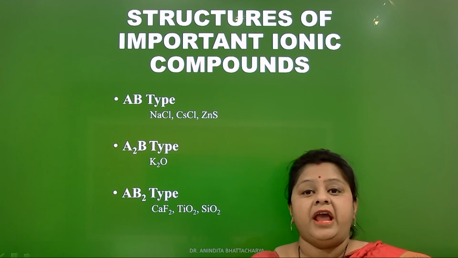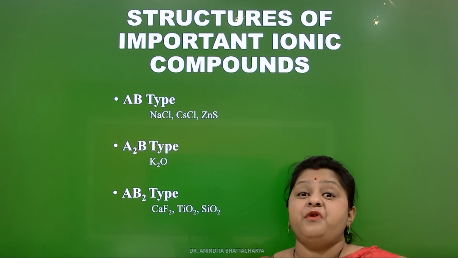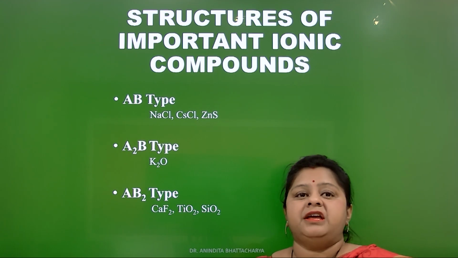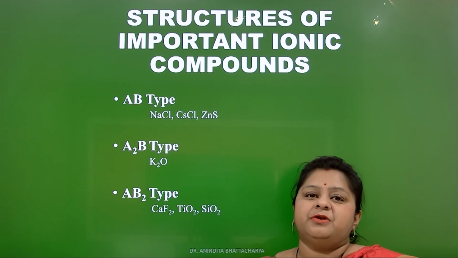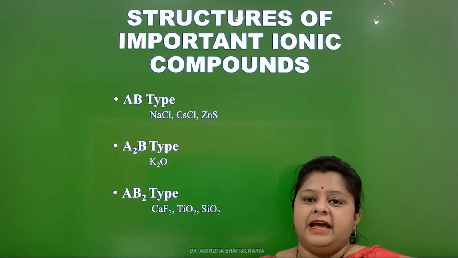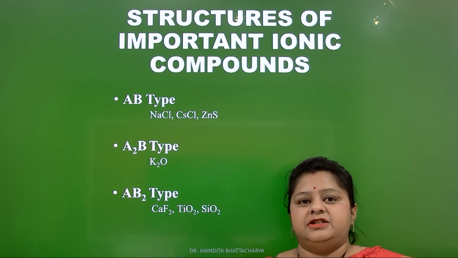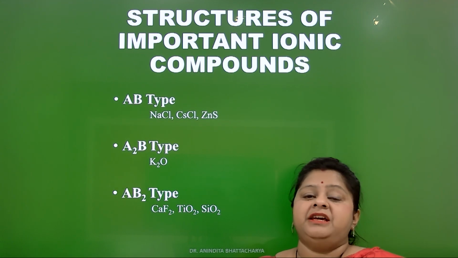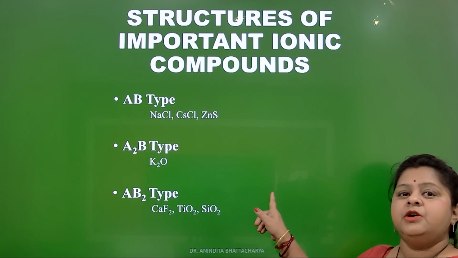Now we have ionic compounds which can be depicted in three ways. First form is your AB, in which we have only one cation and one anion, that is sodium chloride or cesium chloride or zinc sulfide. Next is your A2B type. We can have two cations and one anion, that is K2O, or it can be AB2 type, in which there is only one cation and two anions, like CaF2, TiO2 and SiO2.